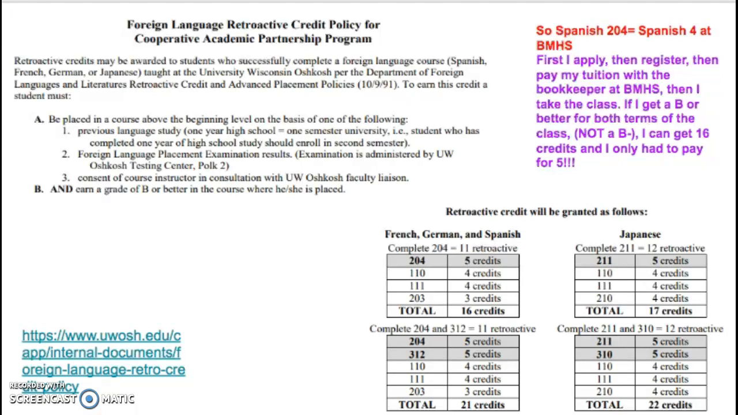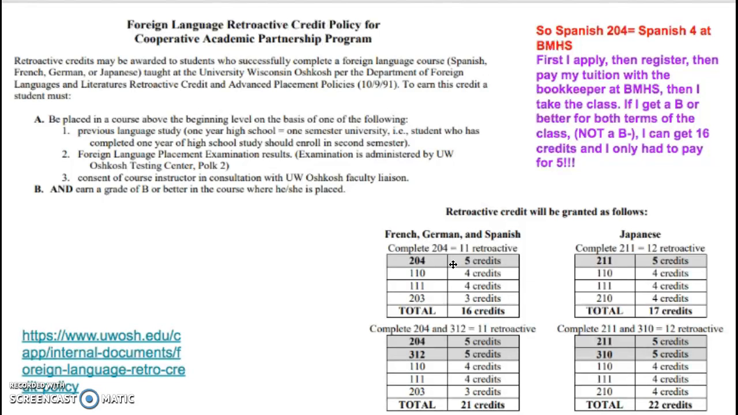Retro credits are offered by UW University branches, and basically you have to get an A or a B in the very first college Spanish class or world language class you take. If you get an A or a B, not a B minus, you can get retro credits then for each course underneath the class that you actually took the first time. So Spanish 204 is the class that we're offering as the CAPP course. It is a 5-credit class. The students would pay only for the 5-credit class.